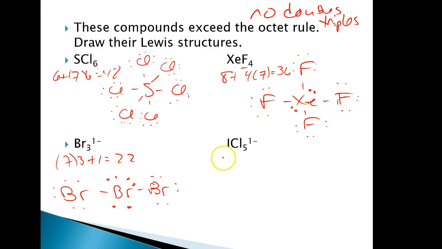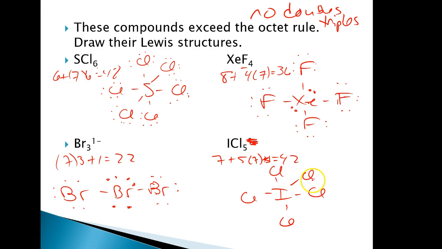Last one is ICl5, 1 minus. 7 plus 7 times 5 plus 1 equals, let's see, that's 8 plus 35. 35 and 7 is 42. It should not be 1 minus. It's a typo. 42. Can't have odd numbers. So I, Cl, Cl, Cl, Cl. Got to put the extra Cl on the center atom. Give everything 8. And that adds up to 40. I need to put one more in there, 42.